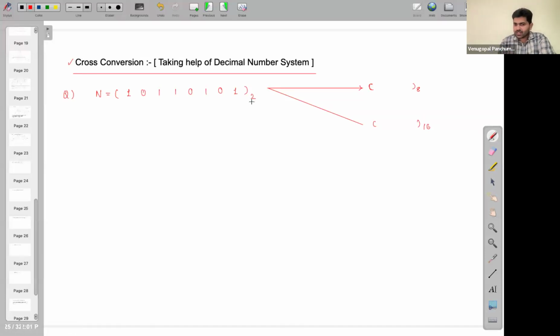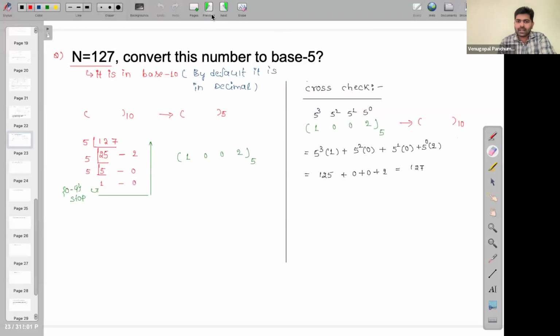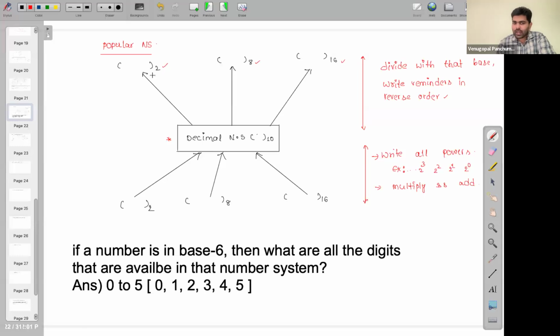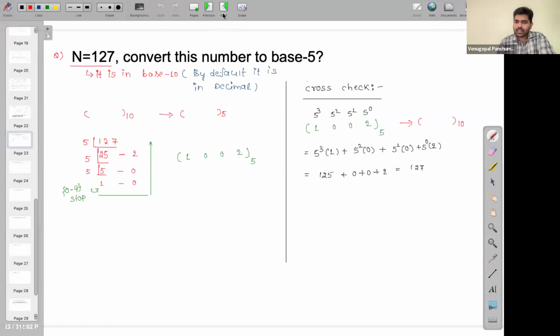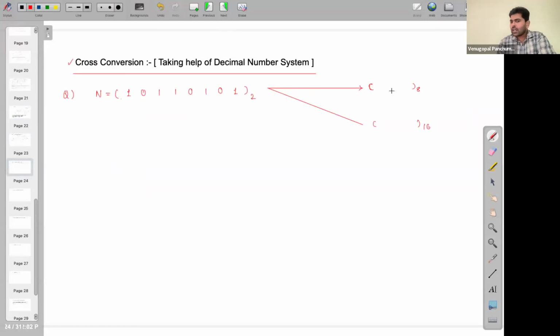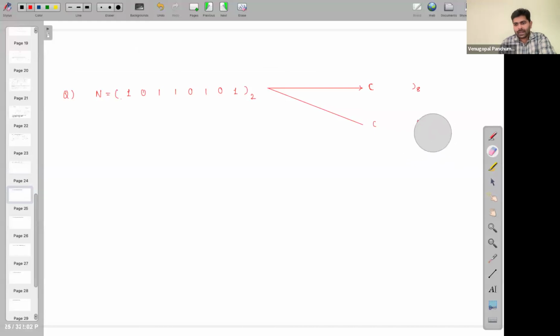Now this is in base 2. We know how to convert into base 10. If you go to the previous slide, we have seen how to convert from base 10 to base 2, base 8, base 16, or any base. Similarly, if it is in a different base, we have seen how to convert it into base 10. Now, since you want to convert this binary to octal, first let us see how to convert this into base 8, then we will see base 16. So how will you convert this into base 8?